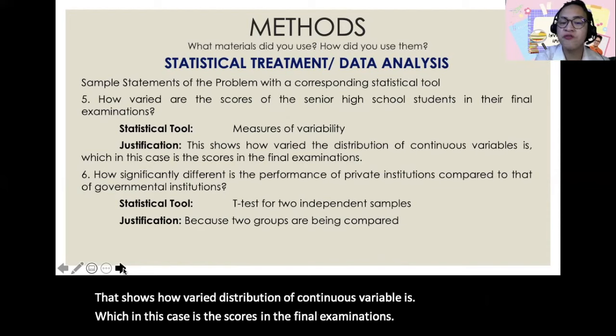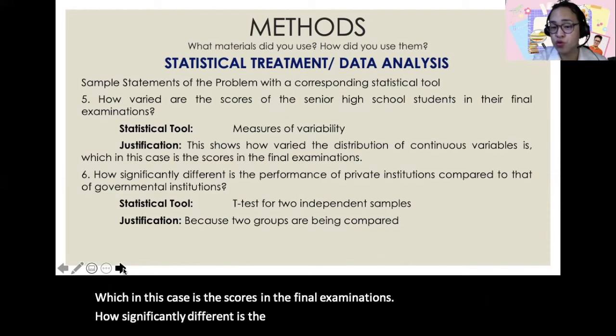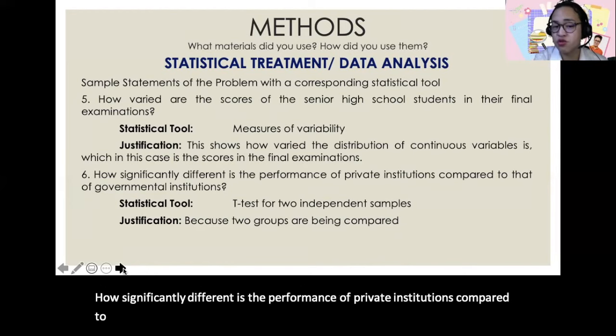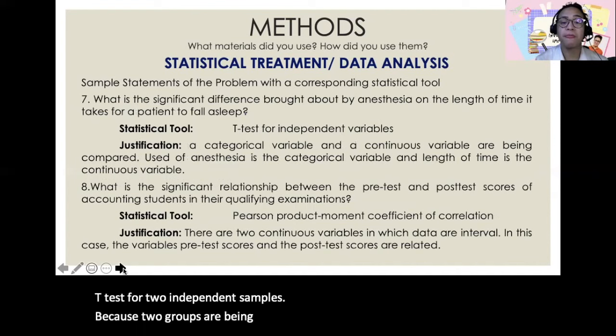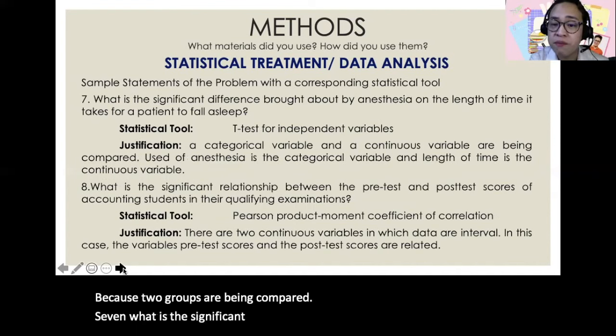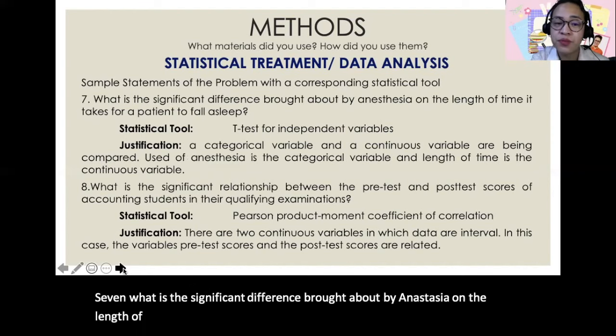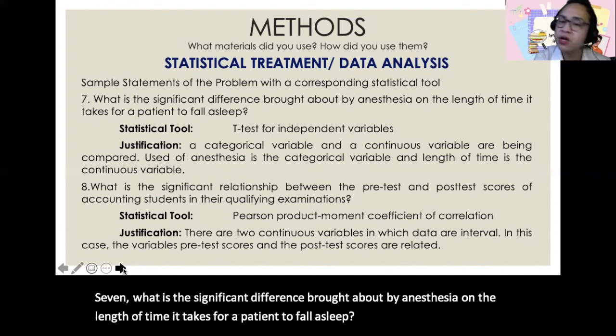How significantly different is the performance of private institutions compared to that of governmental institutions? T-test for 2 independent samples, because 2 groups are being compared. 7. What is the significant difference brought about by anesthesia on the length of time it takes for a patient to fall asleep? T-test for independent samples again.